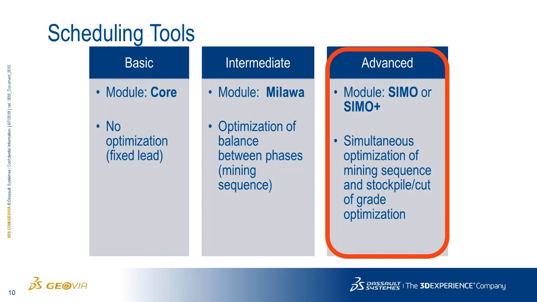So for the next couple minutes, we're just going to treat that as one option. I'm just going to call it SIMO, and at the end we'll break down the difference between SIMO and Advanced SIMO. So for now, we'll just call it SIMO. And what that's going to do is the highest level of optimization, where we're optimizing multiple components at the same time. So simultaneous optimization of the mining sequence, the cutoff grade, and stockpile optimization at the same time, okay? And the idea here is that's going to get us a better schedule than Milawa for the same scenario.